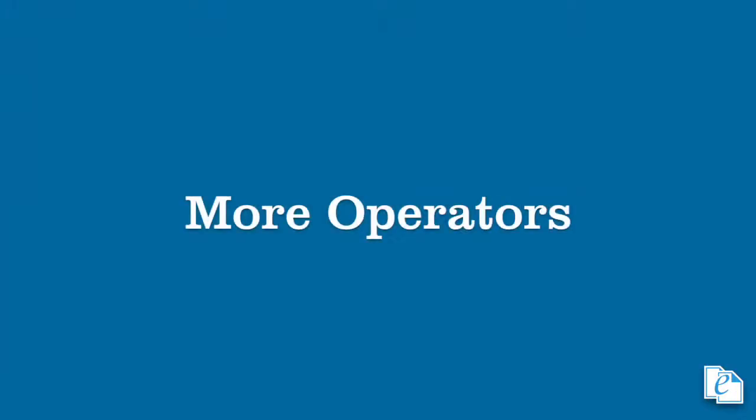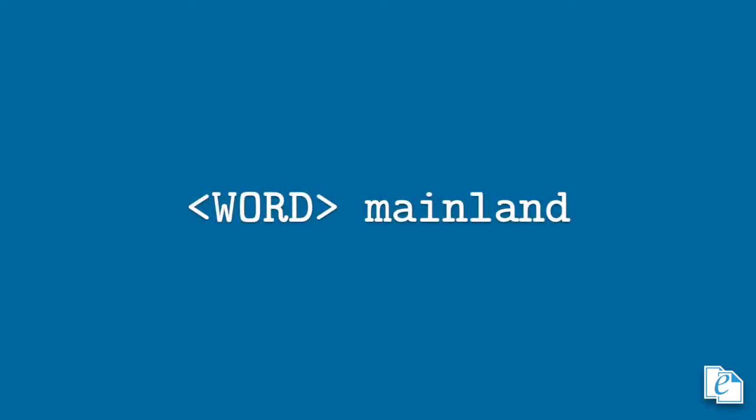In addition, there are several operators we can use beyond just these two. Each provides a more precise way of finding the documents you're looking for by specifying text in the document contents. Let's go over these briefly. Word, as you might expect, searches for word. For example, to search for documents that contain the word mainland, enter less than WORD greater than space mainland.